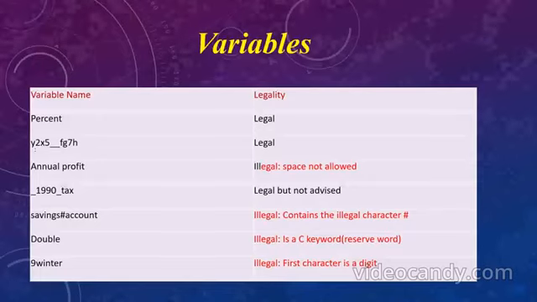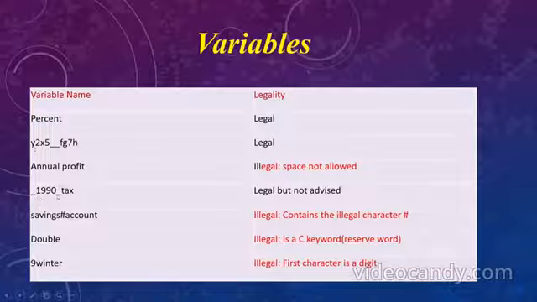So let's discuss some examples of the variable name. If I declare percentage, it's totally legal because it contains all characters. If I declare this, it is again legal because I am using characters, a number, and underscore, which is legal. If I use annual space profit, it's illegal because space is not allowed in the variable name. Only characters, numbers, and underscore are allowed.